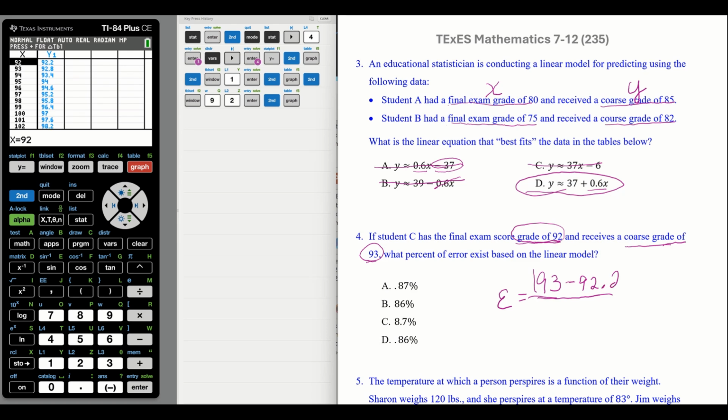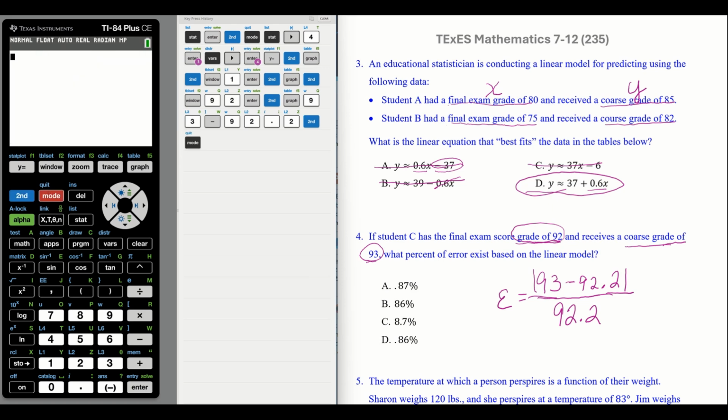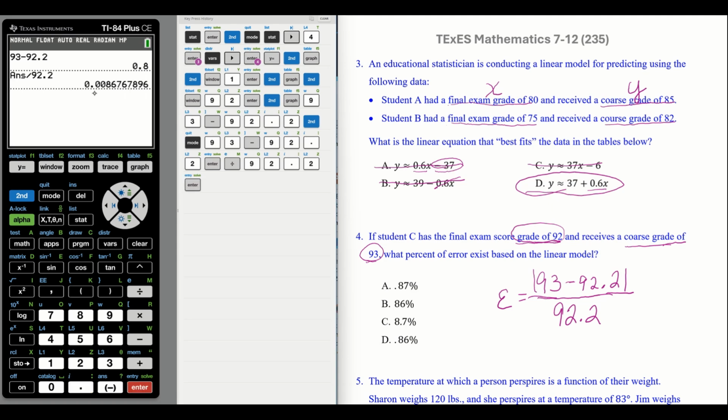92.2, absolute value. Then I divide by 92.2. All right, 93 minus 92.2. Oh, see what I'm doing? I didn't back out. That's what happens when you don't back out. Okay, 93 minus 92.2. Push enter. Divide by, again, 92.2. Enter. And if that doesn't make sense to you, you can move over two spaces. But let's do times 100.